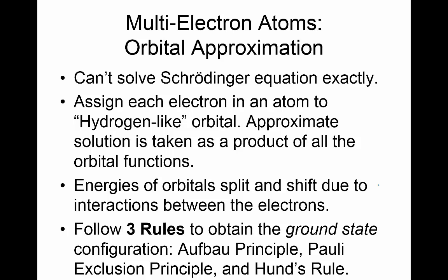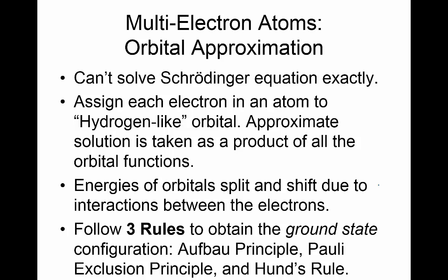So another important consequence of making this orbital approximation is that the energies of the orbitals split and shift. So the 4s and the 4p, for example, will no longer be at the same energy like they are in the hydrogen atom. The 4s actually goes down in energy, and the 4p's go up in energy. So that's what we mean by splitting and shifting. So those energies are going to move around. Why do they move around? Well, it all has to do with the interactions between the electrons in multi-electron atoms.